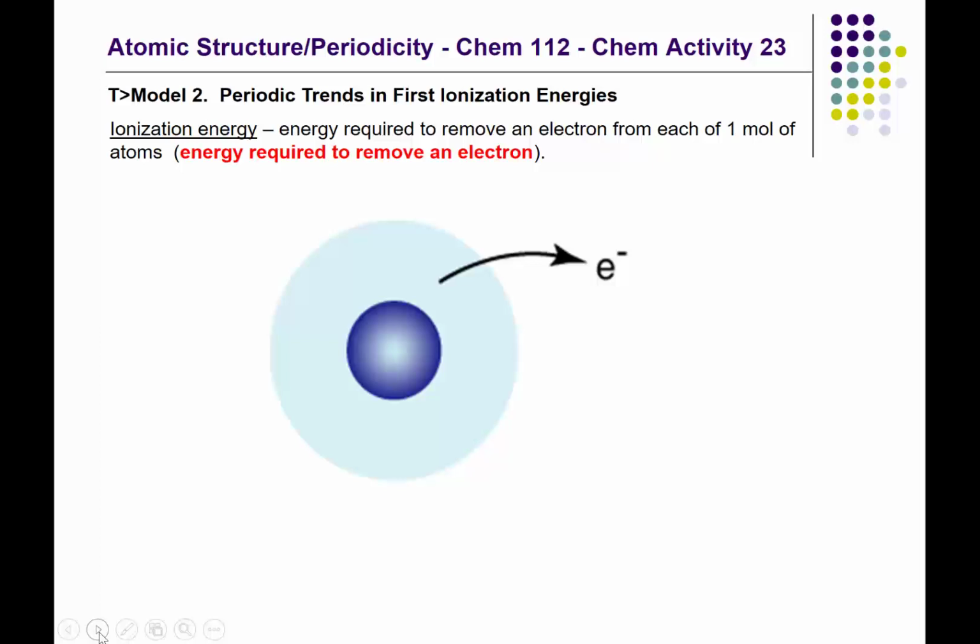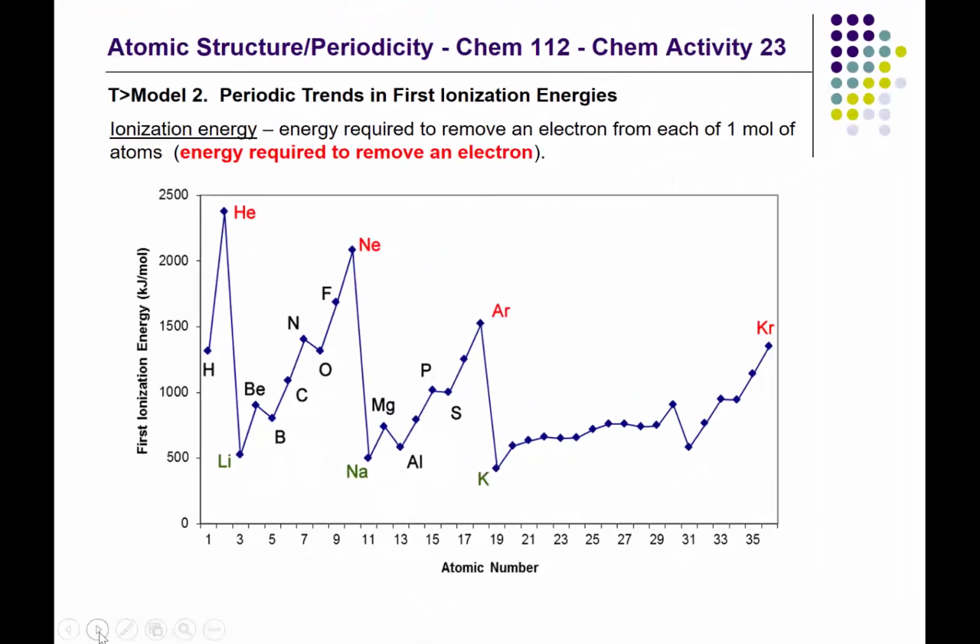Let's examine the trend. The trend is presented in the form of a graph. In this case, it may be a little harder to figure out what the trend is. One of the things you can do is realize that going from lithium through to neon is going across the periodic table. And again, going from sodium to argon is also going across the periodic table. Going from potassium to krypton is also across the periodic table.